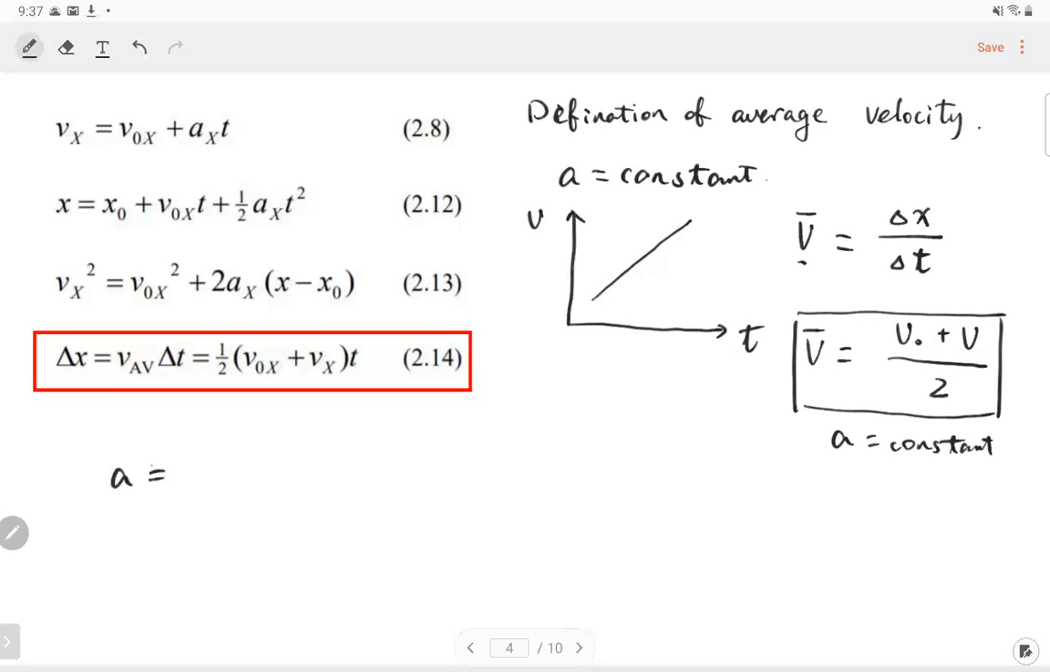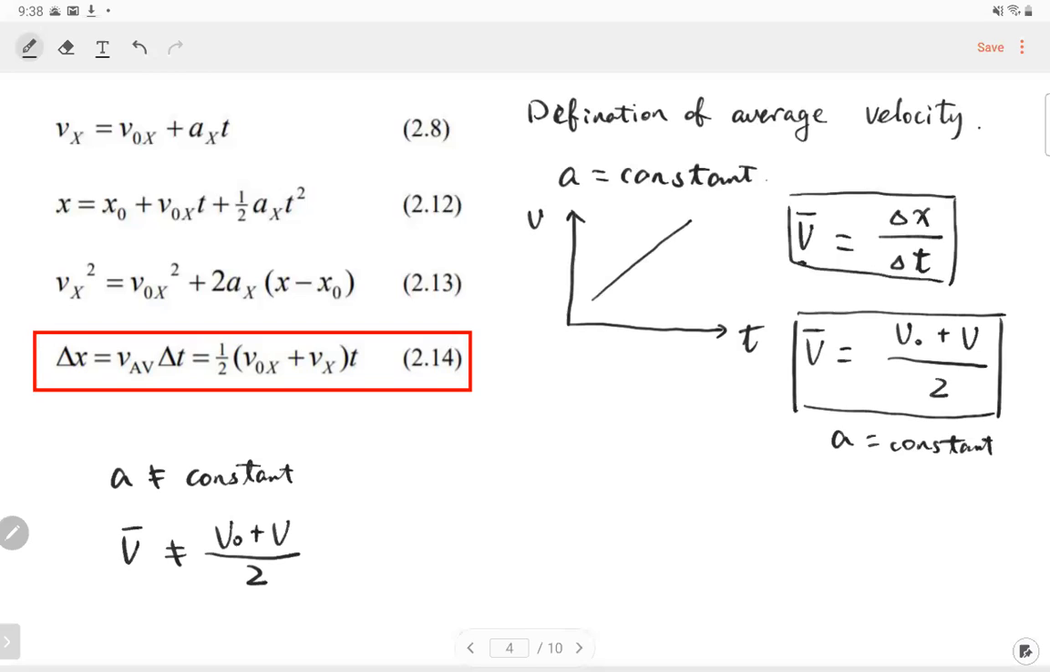If a is not a constant, v bar is not equal to v naught plus v over 2. But the definition of average velocity is always correct. This doesn't depend on the motion or the acceleration. If we have any motion, any trajectory, any acceleration, the average velocity is equal to the total displacement over total time.